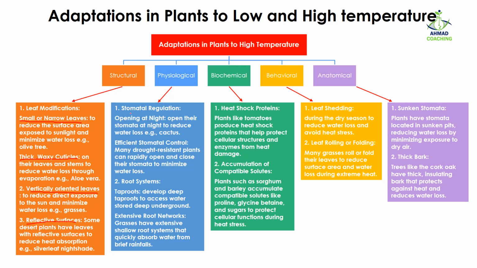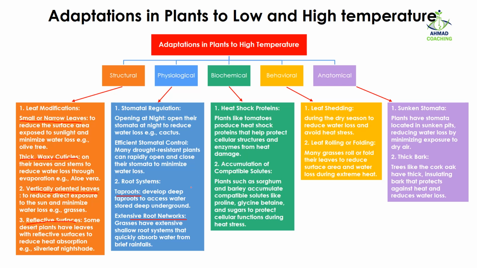They regulate their stomata and open them at night, as well as they open and close them very quickly and very rapidly to minimize the water loss. They have tap roots to go to the deep underground water, as well as they have extensive shallow root systems so that they can absorb the maximum amount of water during rainfall.